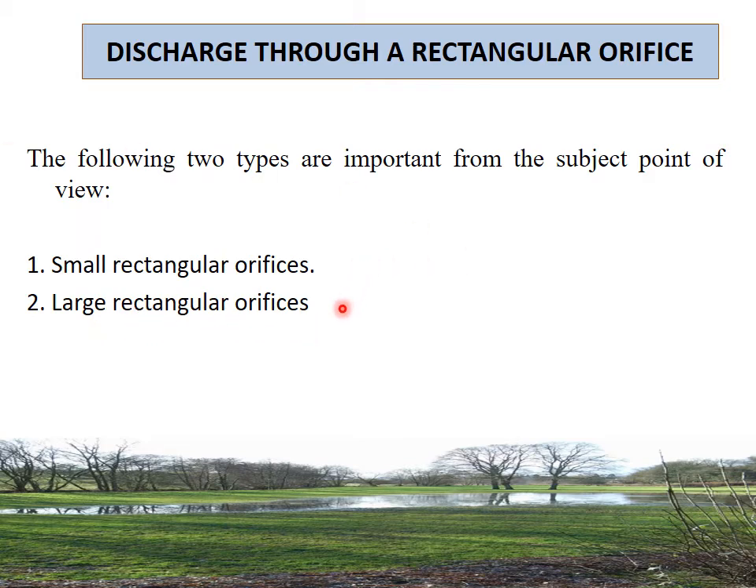Where the head of water is more than 5 times, it is a small rectangular orifice. Greater than 5 times is the small rectangular orifice, and for the large rectangular orifice, the head of water is less than 5 times.